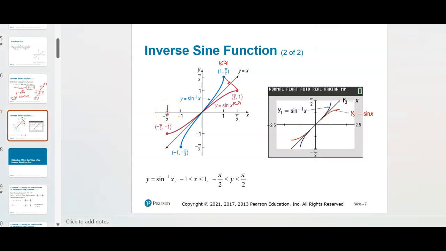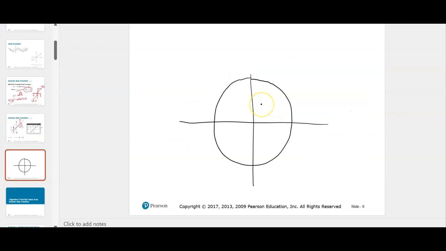It starts at negative 1 and it ends at positive 1. And the angles that it can produce are negative pi over 2 and positive pi over 2. All right, recall on your unit circles, this is pi over 2 and this was negative pi over 2. Those are the angles that it can create. Well, that's just quadrant 1 for 0 to pi over 2 and quadrant 4 for 0 down to negative pi over 2.